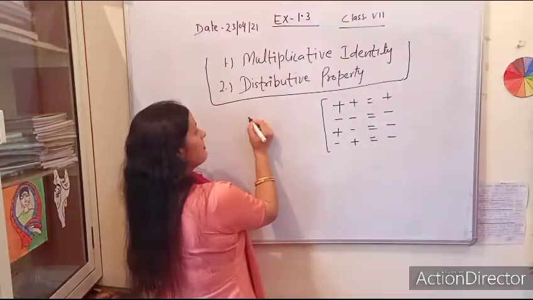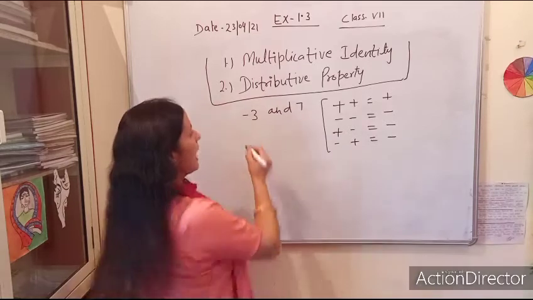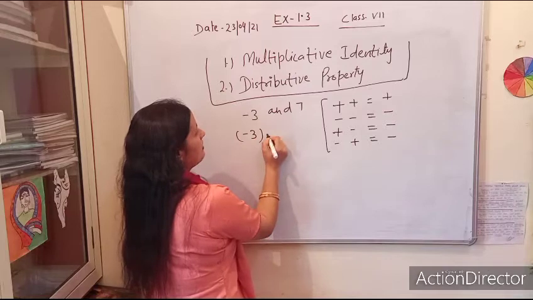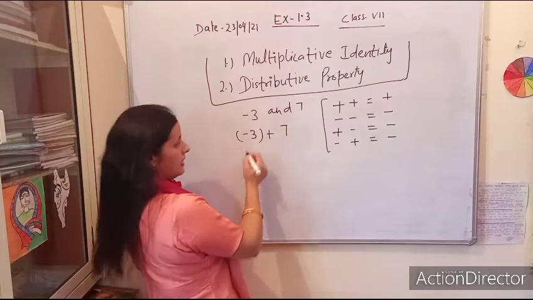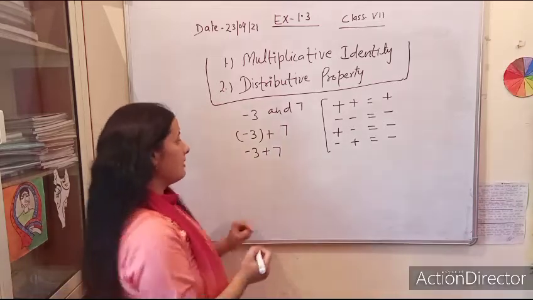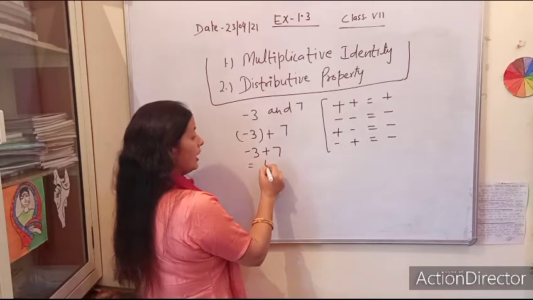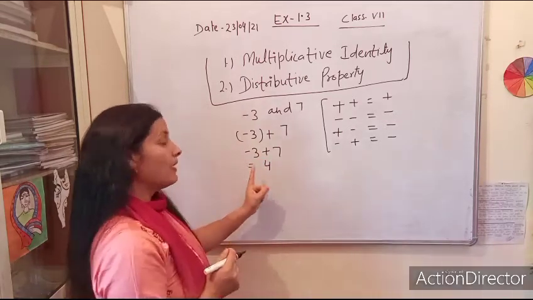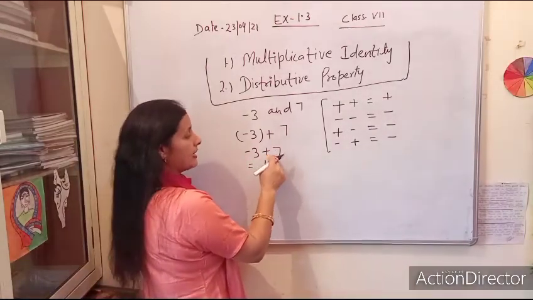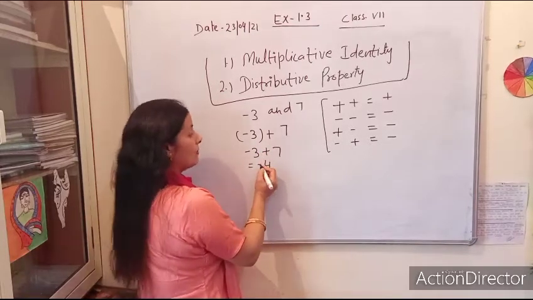For example, I am taking two integers here, minus 3 and 7. What we have done: if I add these integers, minus 3 plus 7, we open the bracket and these are different signs. Definitely we are going to subtract these numbers, so the answer will be 4. But which sign will be placed? Here you can see the larger number contains a positive sign and the smaller number a negative sign, so we will place plus.